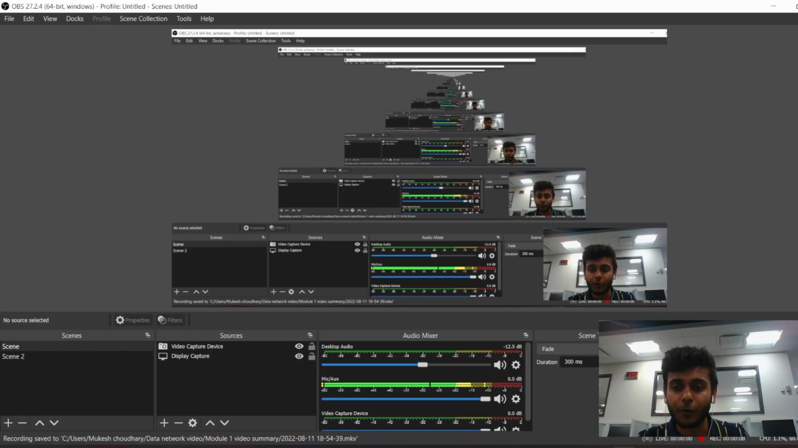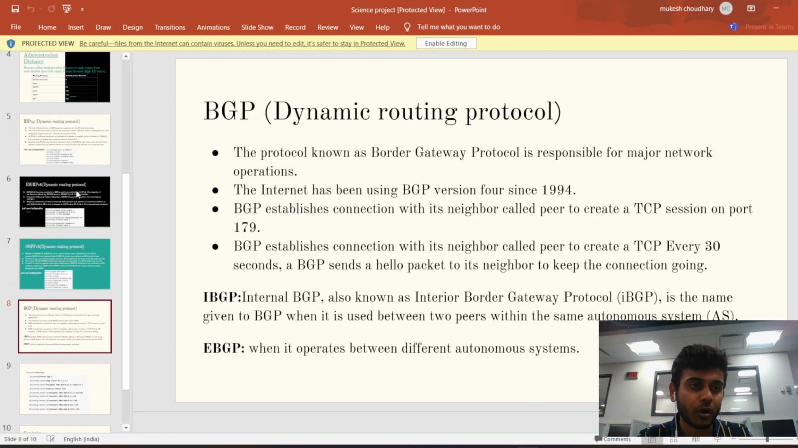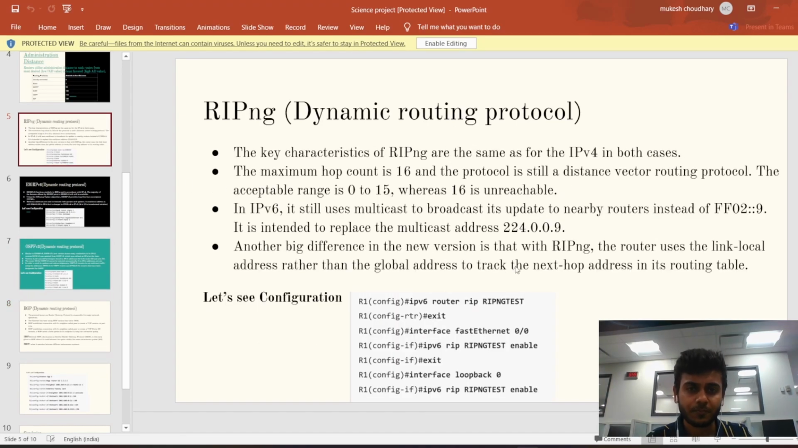We are going to look at IPv6 routing protocols like RIP, EIGRP, OSPF, and how they are used and what the advantages of using them are. So first we are going to talk about RIP, which is a dynamic routing protocol. RIP stands for Routing Information Protocol, and the key characteristics of RIP are the same as for IPv4 in both cases. So the metric used is hop count, and RIP is a distance vector protocol.